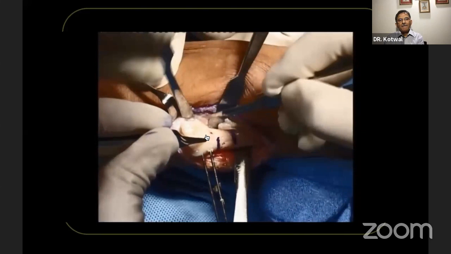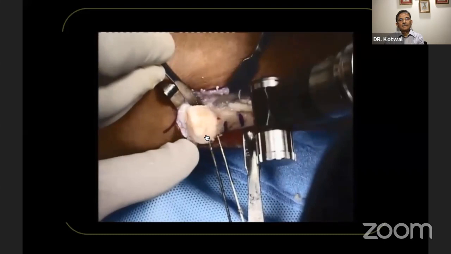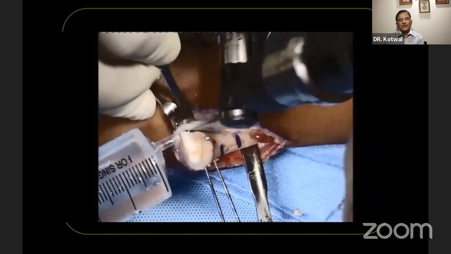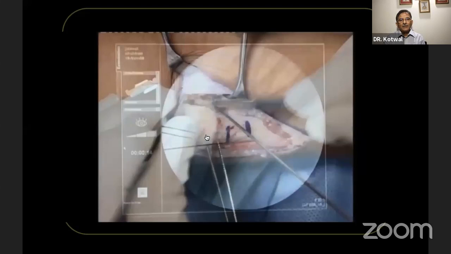This is, we are approaching into the sigmoid notch. Denuding the articular surface. Similarly, on the other side, the distal articular surface from the radius will also be denuded, so that you can achieve a good fusion.